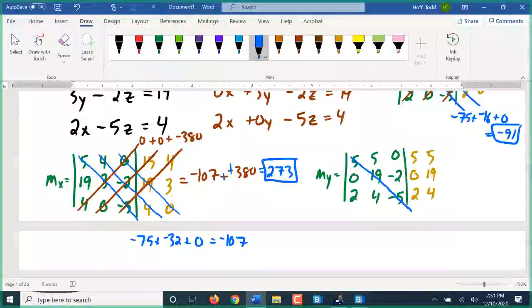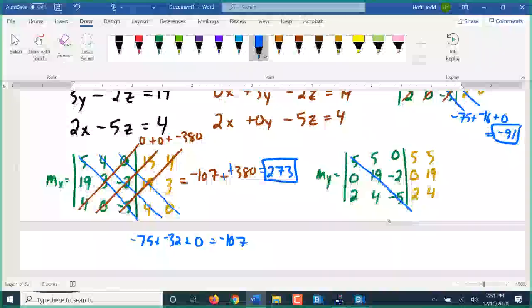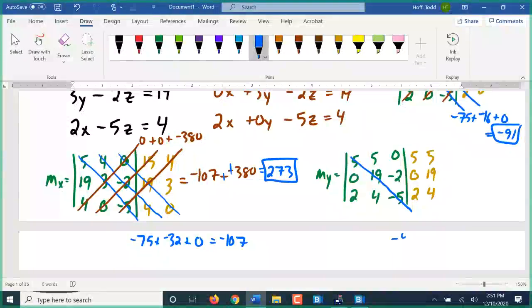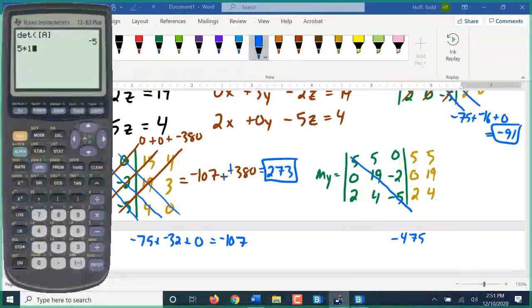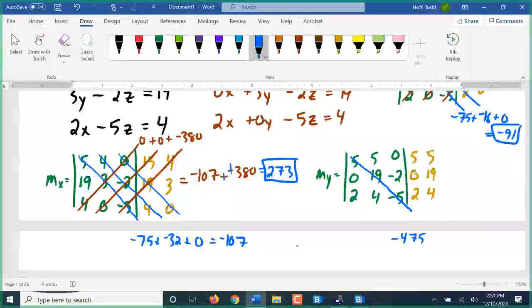5 times 19 is 95, times a negative 5 is a negative, is that 475? Let me double check that one. It is negative 475. Plus 5 times negative 2 is negative 10, times 2 is negative 20. And then the next one is 0 times 4 is 0. That's a negative 495 is that down diagonal total.